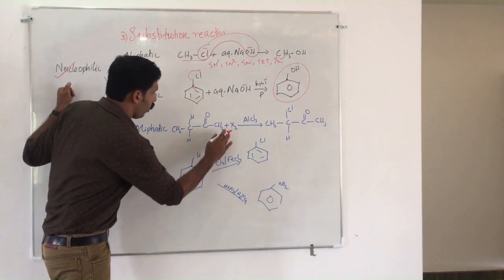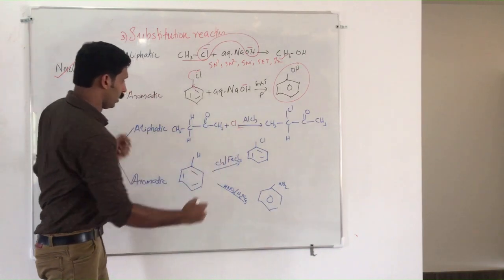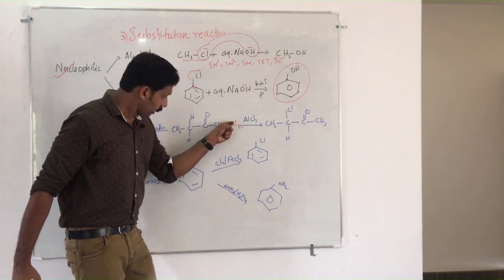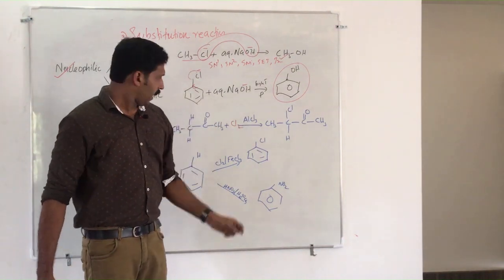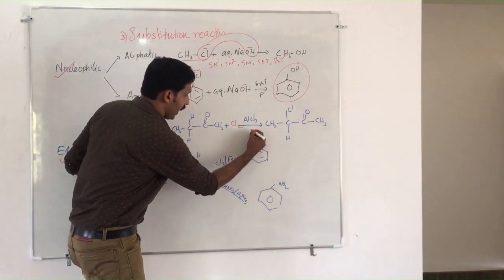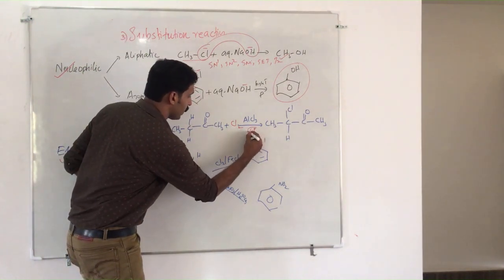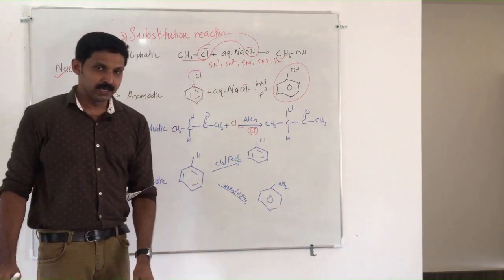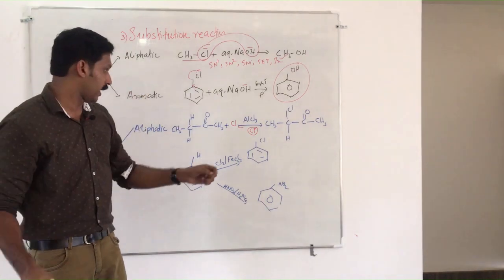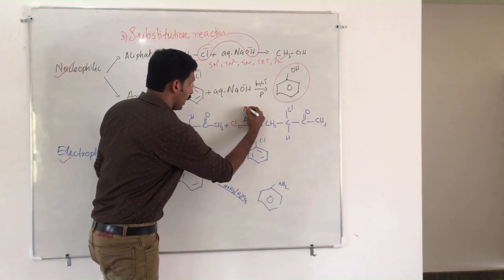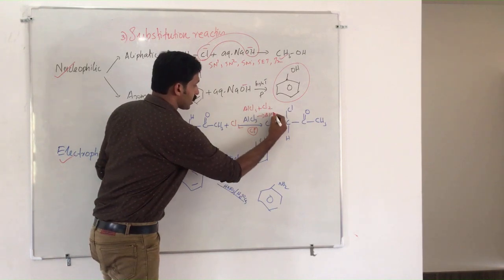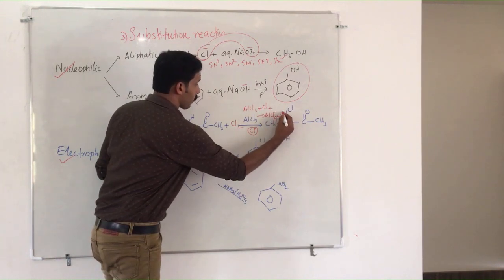Look at this example. This compound reacts with chlorine in the presence of AlCl3. AlCl3 is a Lewis acid. In the presence of AlCl3, a Cl plus species will be generated. Cl minus is a nucleophile, but Cl plus is an electrophile. AlCl3 reacts with Cl2, and you will get AlCl4 minus and Cl plus.